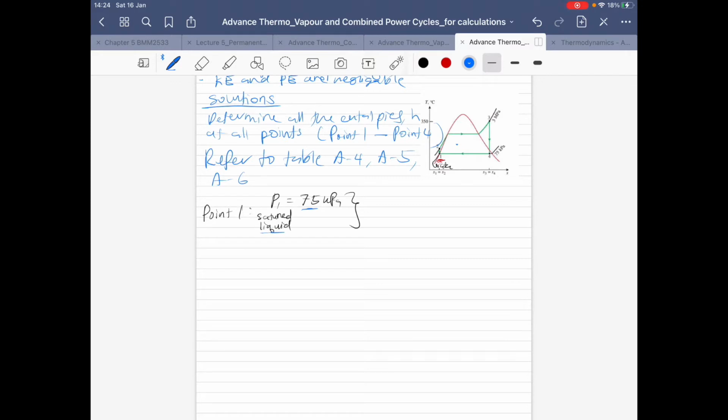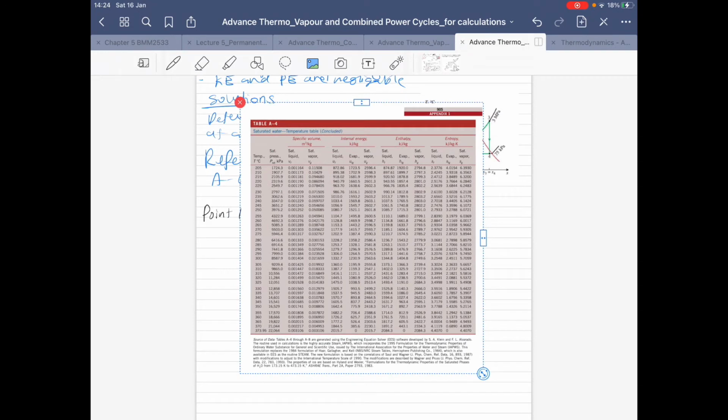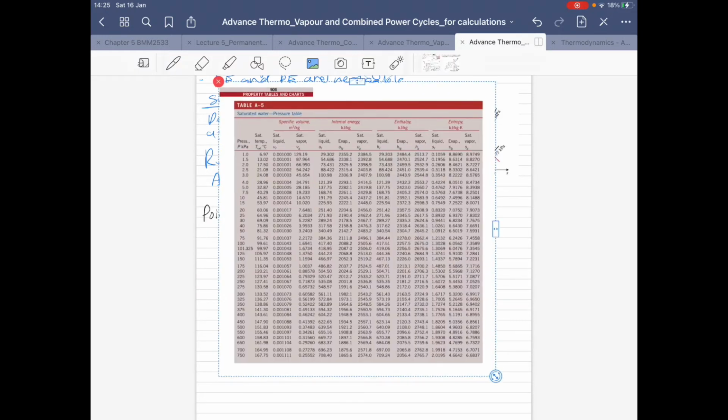Okay, we try with the table apa tu, A4 dulu. Tengok table A4, mana table A4? Is it table A4? Let's see. Yeah, table A4. Okay, unfortunately in table A4 it is saturated water, but it is in temperature table. Tengok pula table A5. Table A5 give us the answer. So table A5, it is saturated water, and then it give us in Pascal kan, kilopascal pressure.